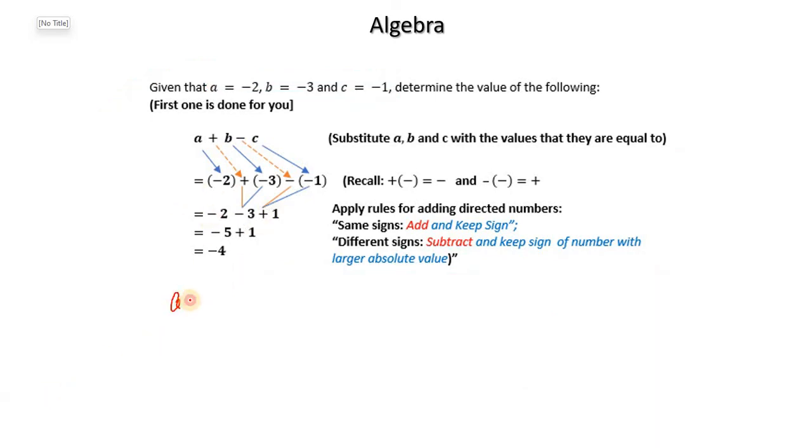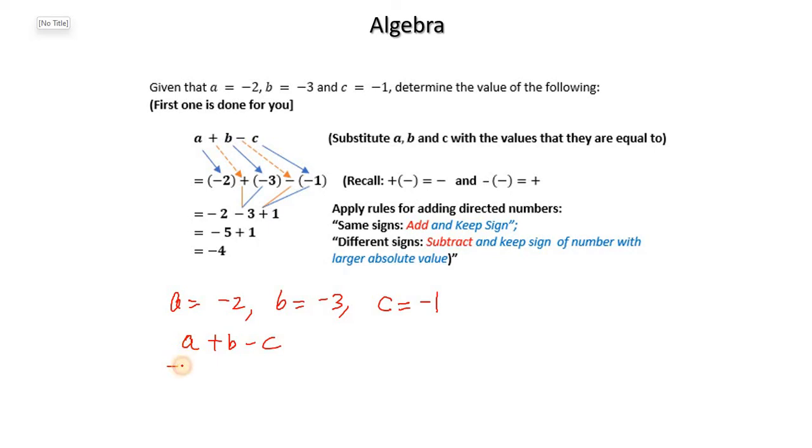So we have a is equal to -2, b is equal to negative 3, and c is equal to -1. Got it? Okay. And then we want to find a plus b, in brackets, minus c. Let's substitute now.